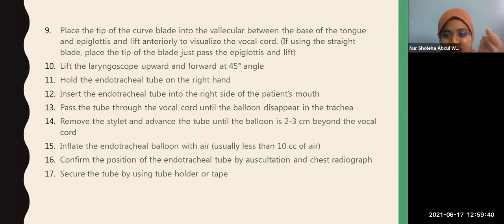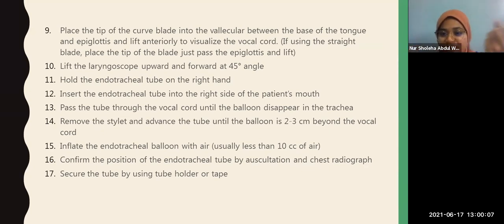Okay, then we need to place the tip of the curved blade into the vallecula between the base of the tongue and epiglottis and lift anteriorly to visualize the vocal cord. That is when we use the Macintosh. But if we use the Miller blade, we need to place the tip of the blade just past the epiglottis and lift it. Okay, and then we lift the laryngoscope outward and forward at a 45-degree angle.